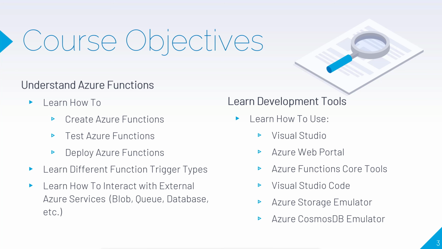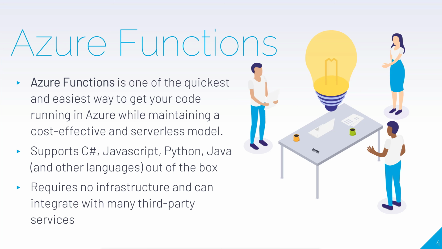In this course, we're going to be focusing on Azure Functions and how they work. We look at how to create them, test them, deploy them. We look at the different function trigger types and how we can make them interact with external services also provisioned by Azure and otherwise. Azure Functions is one of the quickest and easiest ways to get your code running in Azure while maintaining a cost-effective and serverless model.